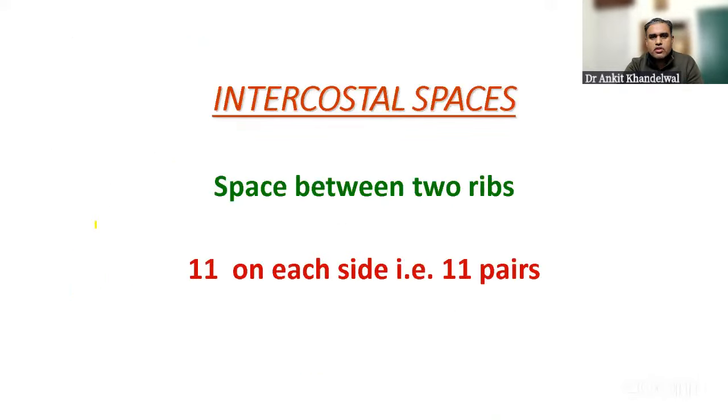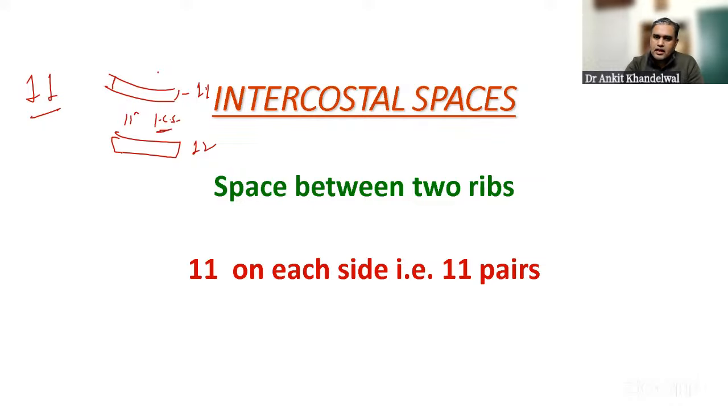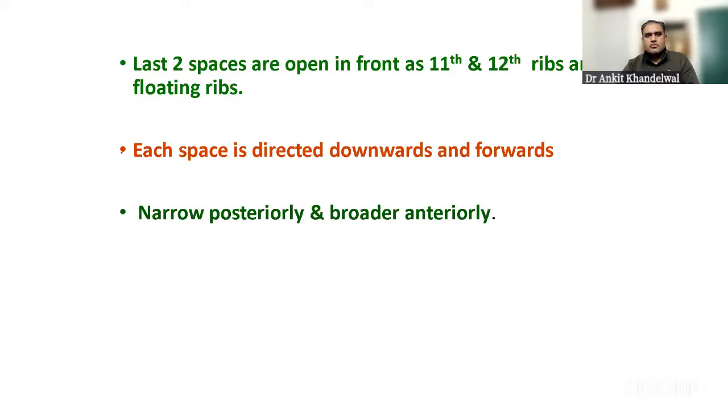Let us move forward. Intercostal spaces. As we already saw, how many spaces are there? There are 11 intercostal spaces, because the last space is between the 11th rib and the 12th rib, and between them we have the 11th ICS, intercostal space. Let us move forward. Right, this we have done.